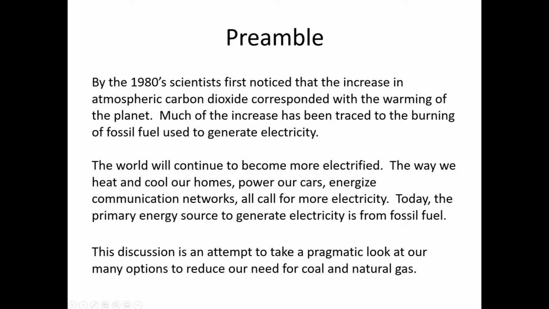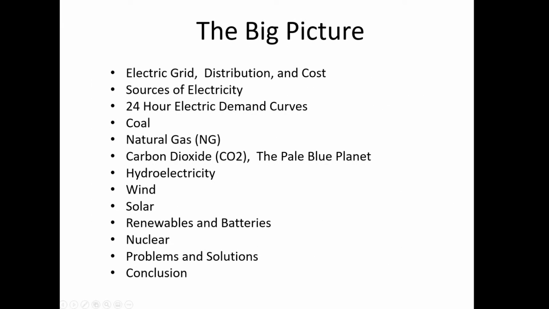This presentation is an attempt to take a pragmatic look at how we can reduce our dependency on coal and natural gas. The big picture: we will discuss the electric grid, review coal and natural gas, and discuss why carbon dioxide is so important. Then, we will look at resources that don't generate carbon dioxide. Finally, we'll review our options and make some conclusions.